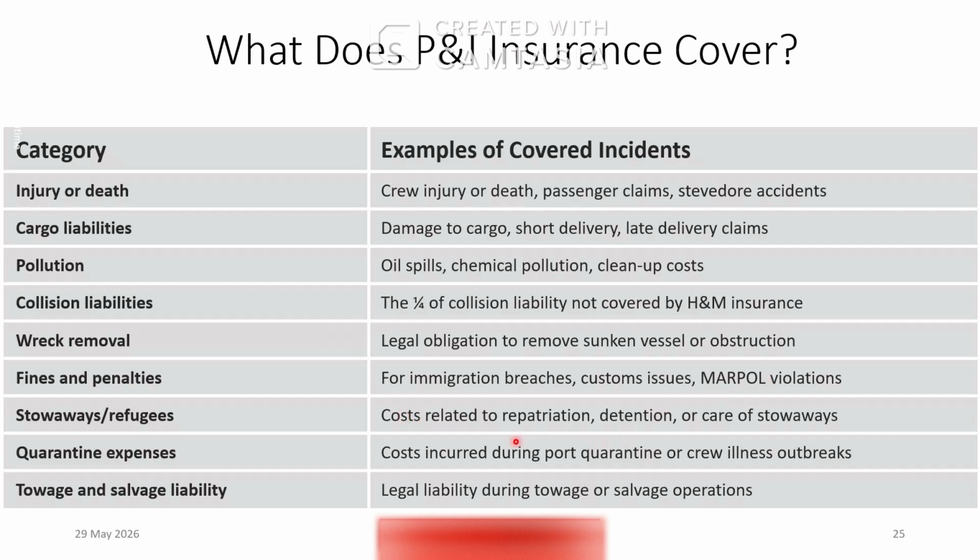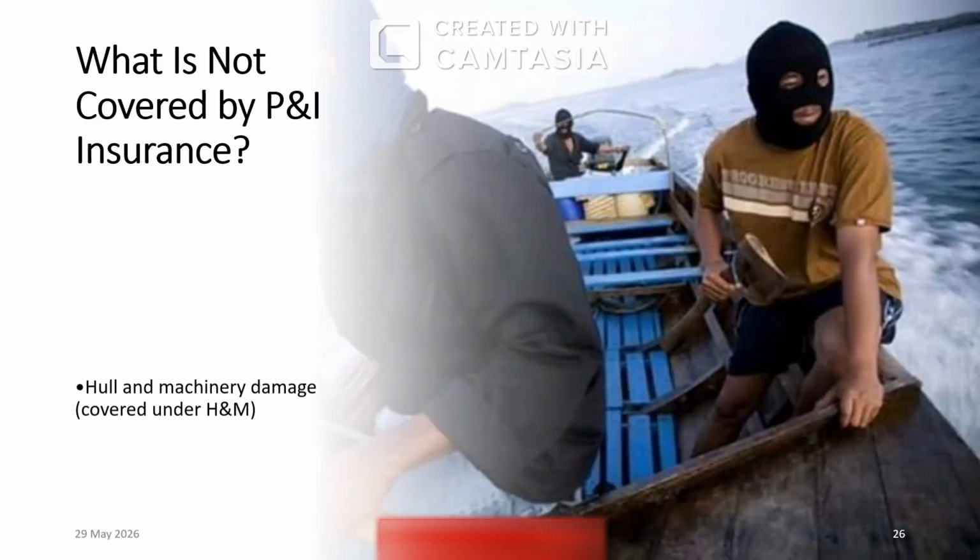Cost related to repatriation, detention, or care of stowaways. So these are the refugee costs or stowaway costs. Cost related to stowaways or refugees is covered by the P&I insurance. Quarantine expenses, costs incurred during port quarantine or COVID illness outbreak. Legal liability during towage and salvage operation is covered by the P&I insurance. Let us see what is not covered by the P&I insurance.